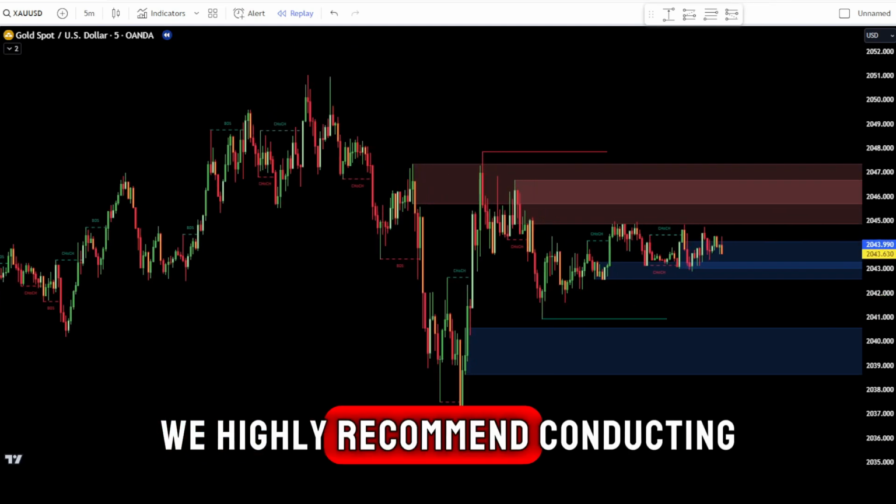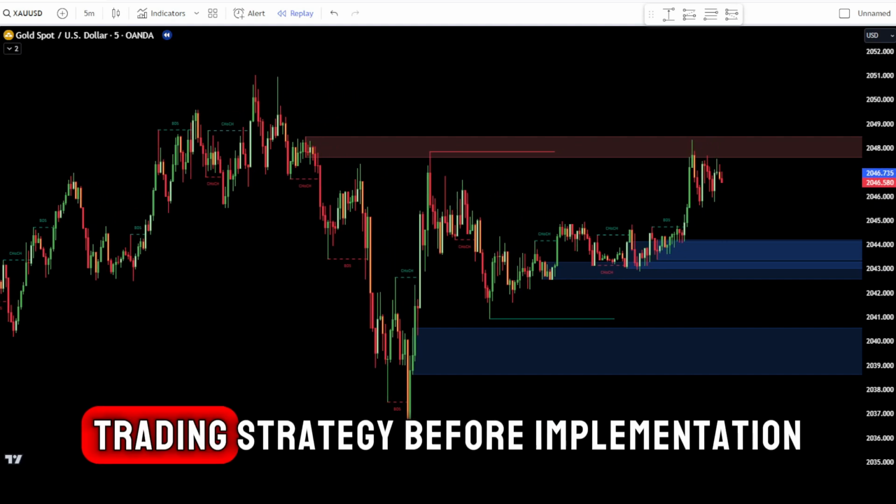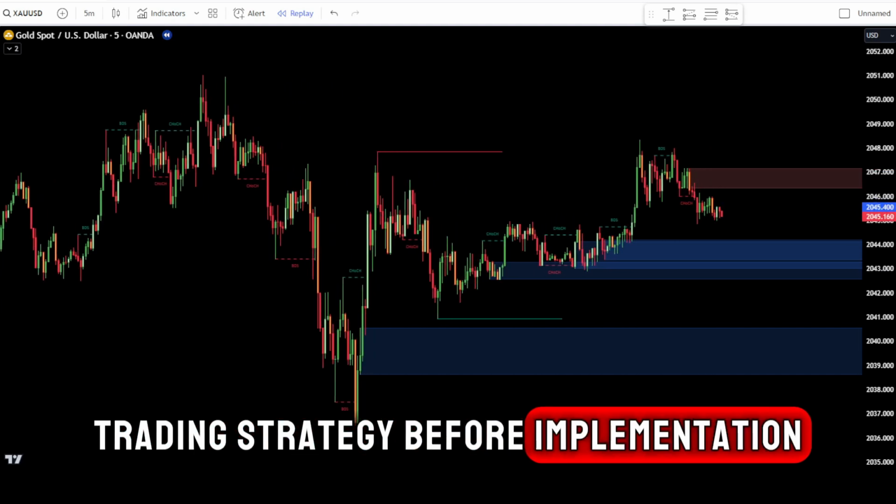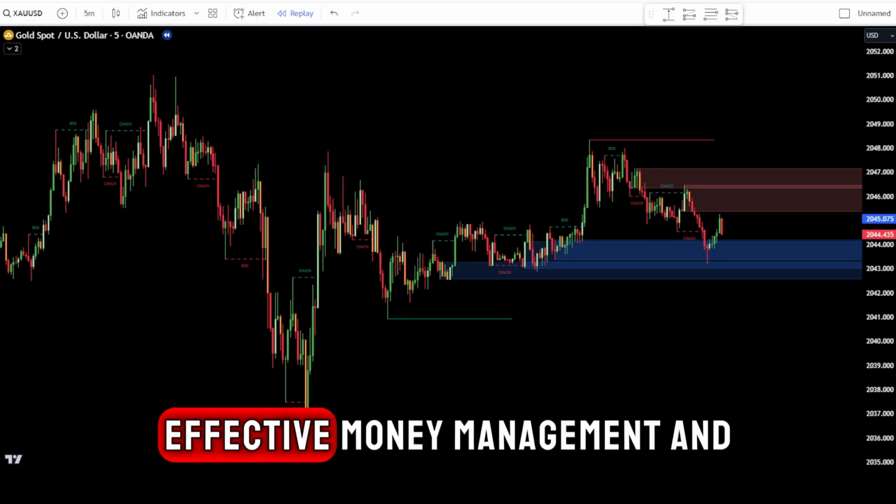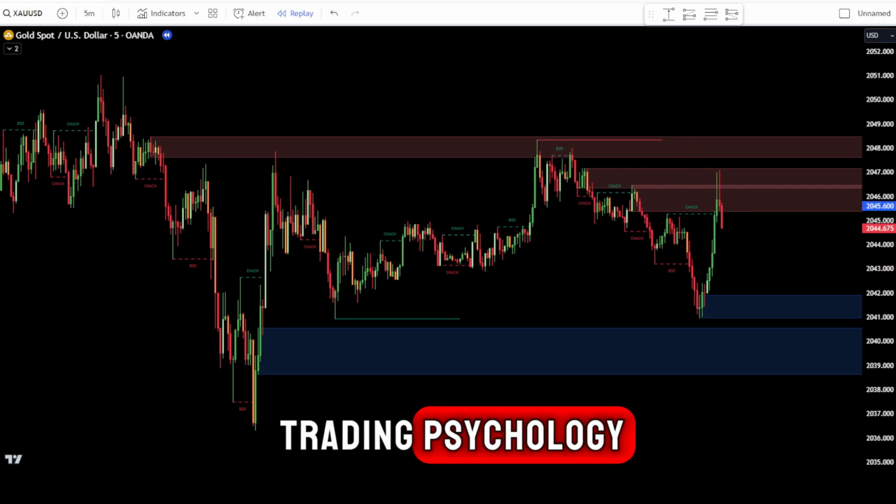We highly recommend conducting a backtest on this trading strategy before implementation. Maintain your focus on effective money management and trading psychology.